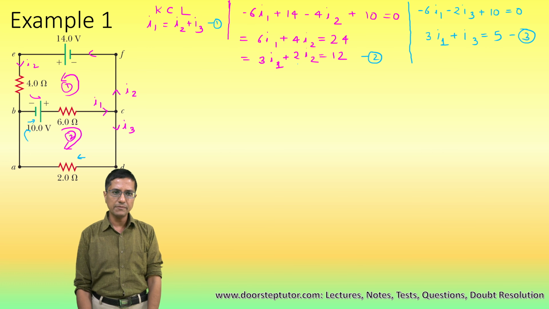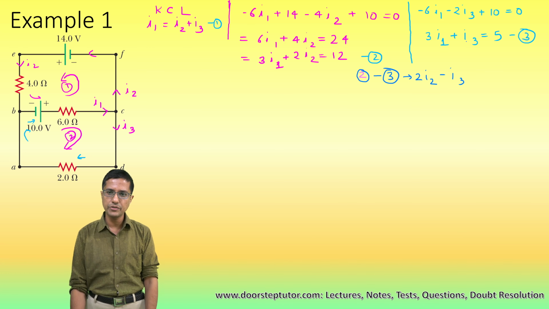Okay, so now we subtract equation 2 from 3. That's what the next step will be. We will just be doing this subtraction. We'll just use a different color. So 2 minus 3, equation 2 minus equation 3. So 3i1 gets cancelled. This 2i2 will come, that is something we do expect here. So this 2i2, and of course minus i3 will come. That is to be expected as well, because this is subtraction. So minus i3 will come. This minus plus will become minus, is equal to 12 minus 5, which is equal to 7.